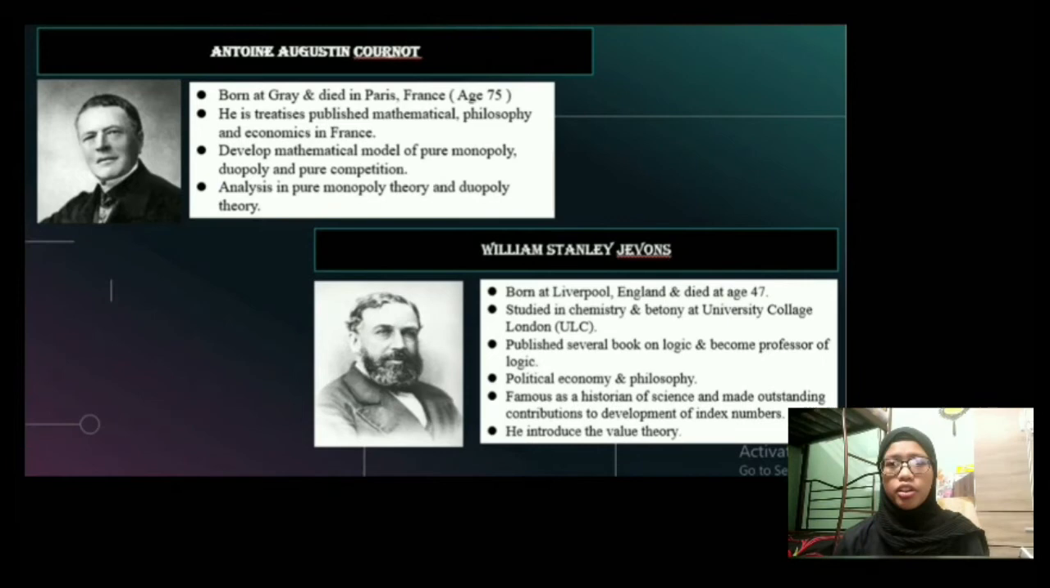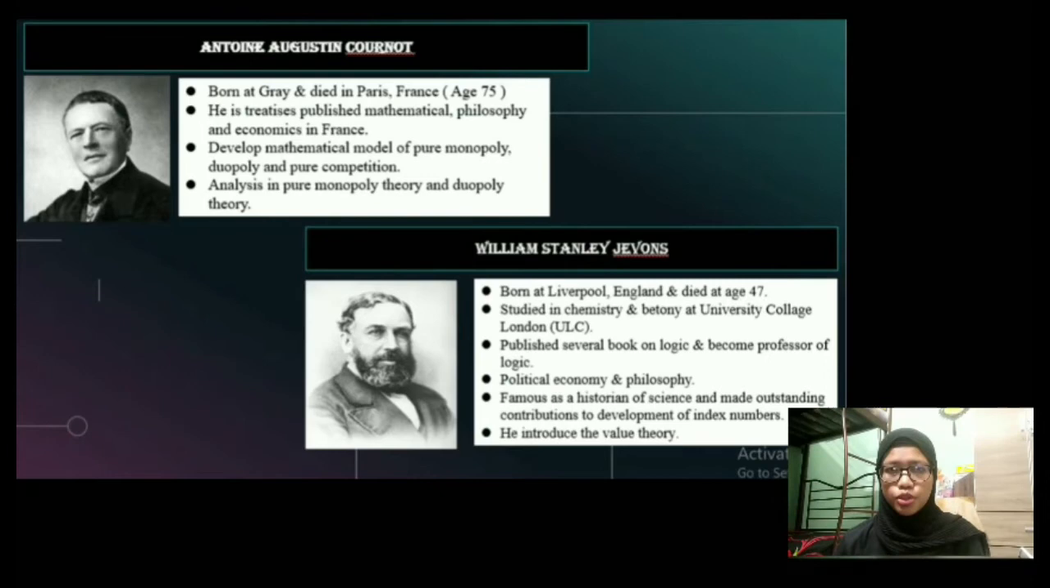Antoine Augustin Cournot was born at Gray and died in Paris, France at age 75. He was a French mathematician who published three theses on mathematical philosophy and economics. He was also the first economist to develop a concise mathematical model of pure monopoly, duopoly, and pure competition, but his pioneering work was neglected until after his death, when Jevons, Marshall, and Fisher continued his work. Cournot also developed the early complete model of what we refer to as the derived demand for resources. Cournot is considered to be a forerunner to the marginalist school because much of the analysis focused on the rate of change of the total cost and revenue functions.